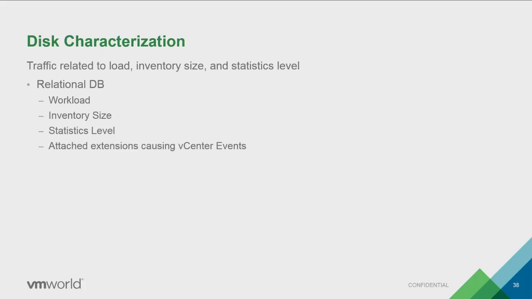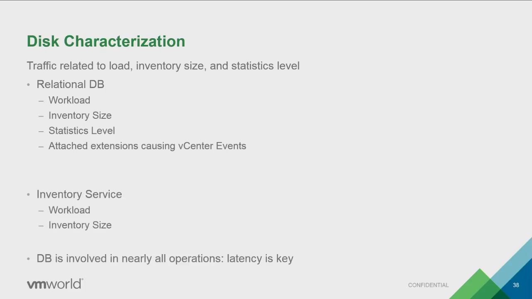So if you're ever wondering, why is my vCenter database events table so large, and you see a lot of user login, user logout events, well, maybe that's why. The point is a lot of these things go into your database, so it's important to understand what you're attaching to it and what kinds of events that generates, because those things go into the database and can take up space. For the inventory service, remember the inventory service is merely a cache of your inventory. So it varies with the workload and the inventory size, but the statistics level or events or anything like that don't impact the inventory service size. And the database, as you saw from the deep dive earlier, is involved in most operations. So the latency to that database, and keeping it a low latency connection, is pretty key.